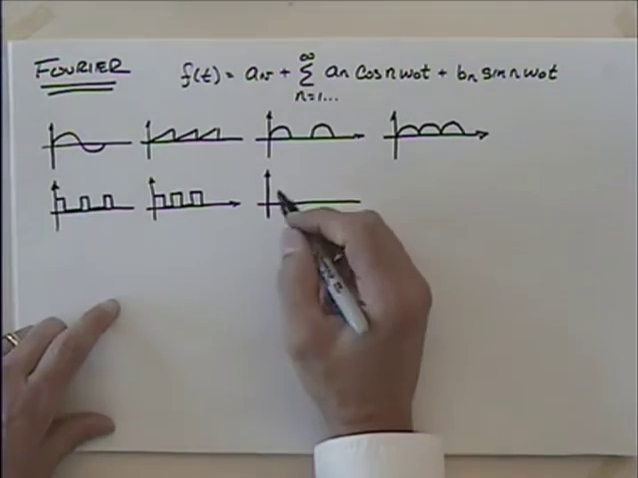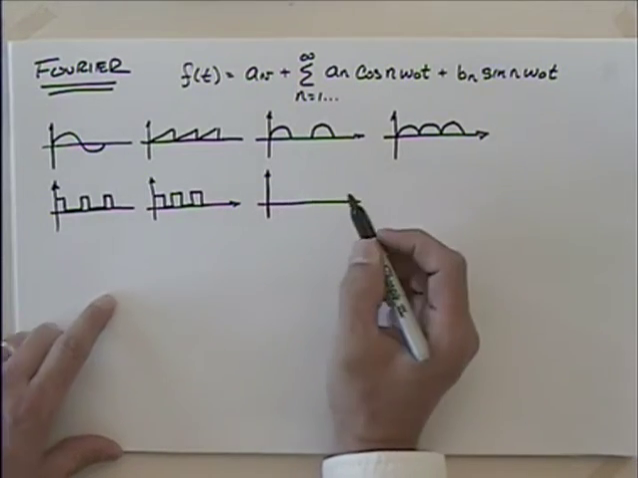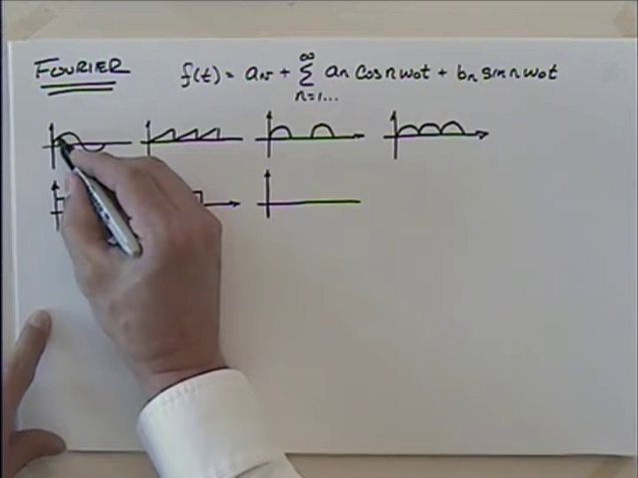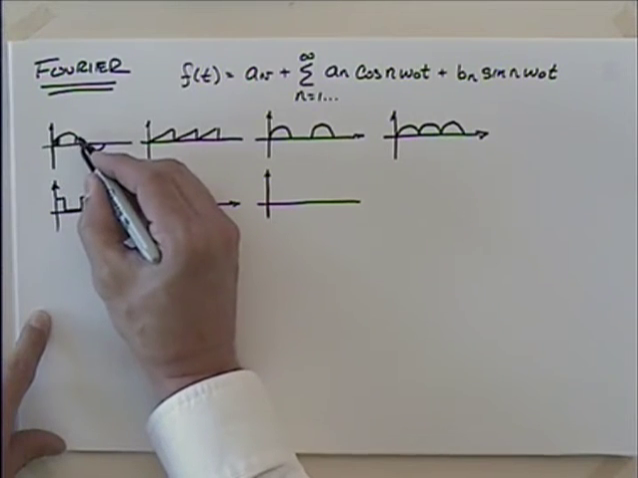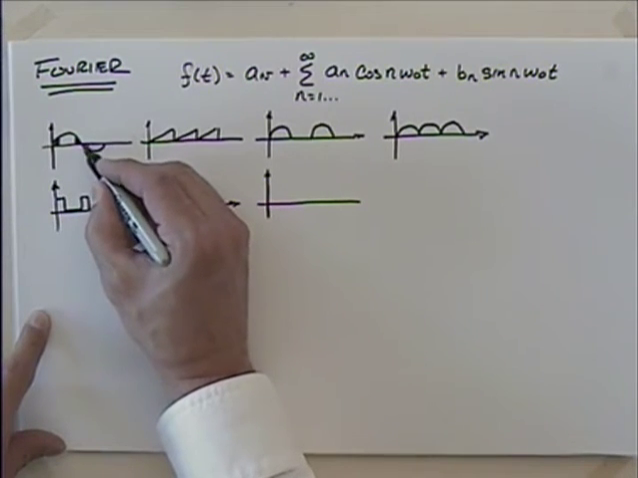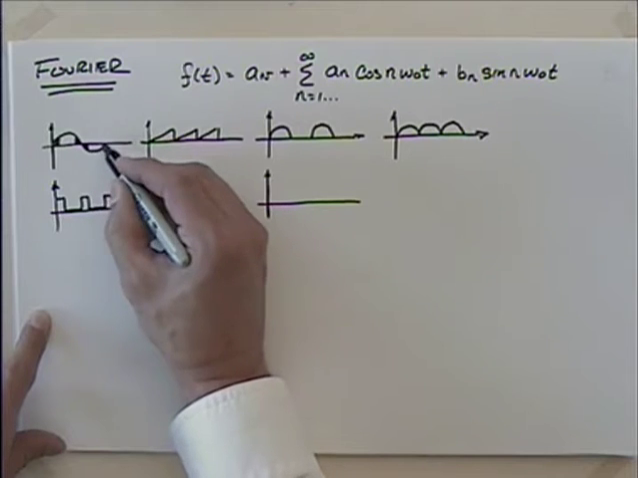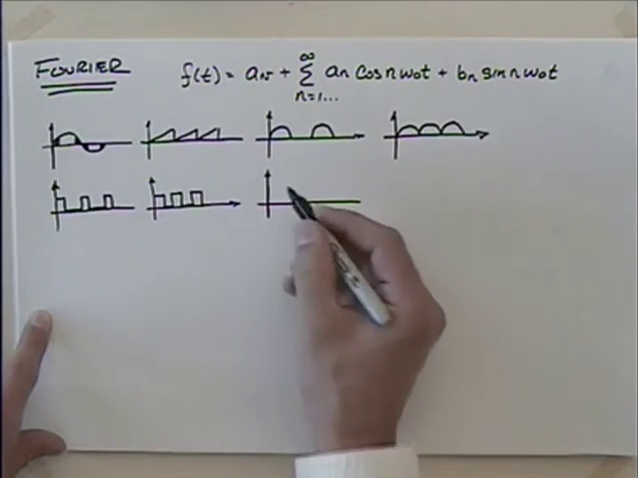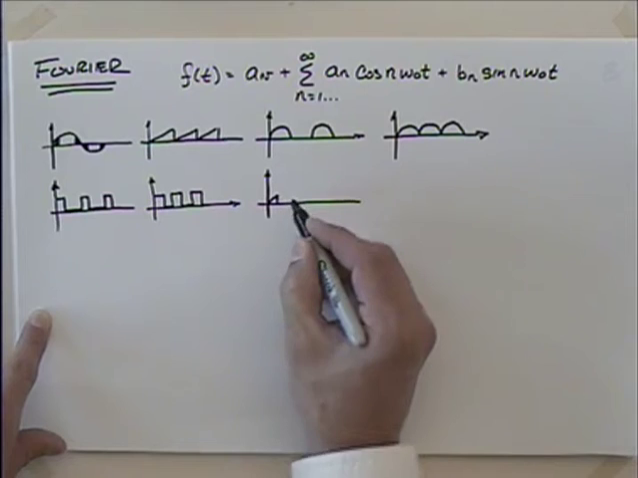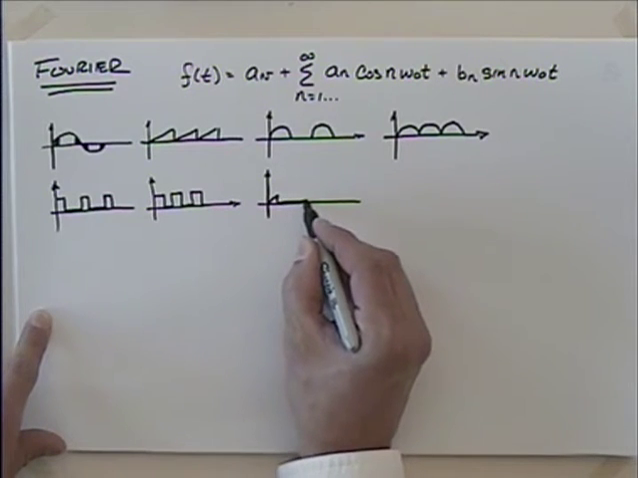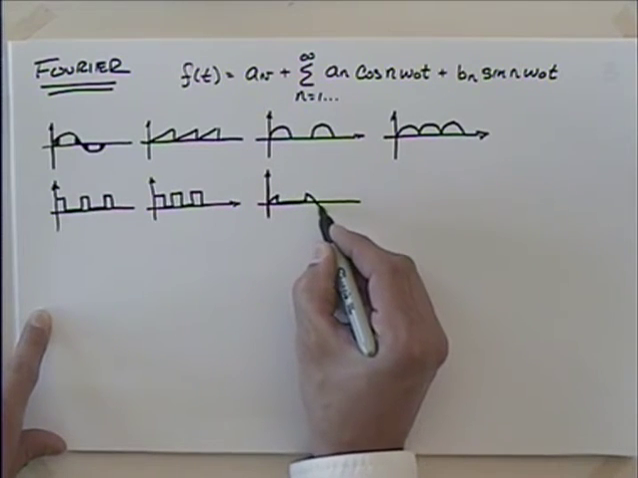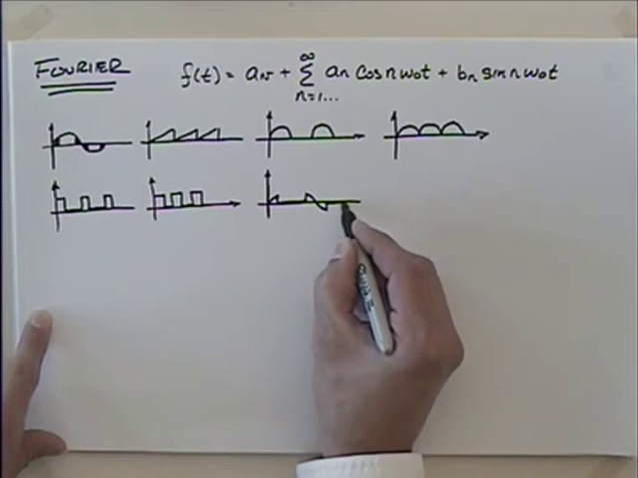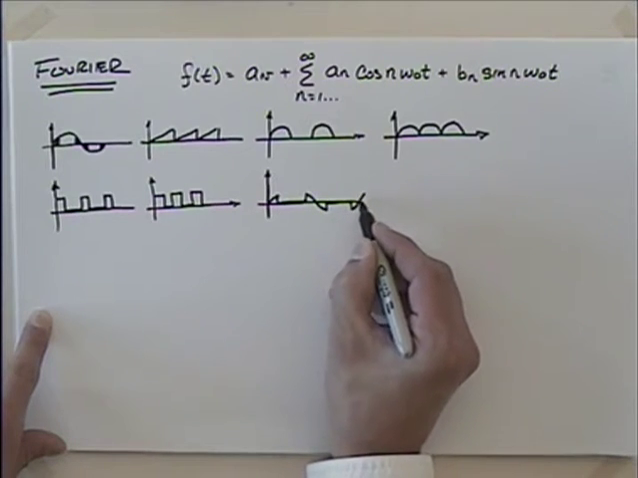So the way your light dimmer works is it looks at this thing and says, I'm going to turn on here, and then off, and then I'll turn on again, and I'll be on there, and then I'll turn off, and then I'll be on again. So you get something that looks like this.